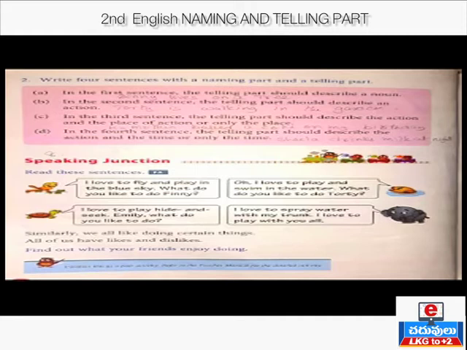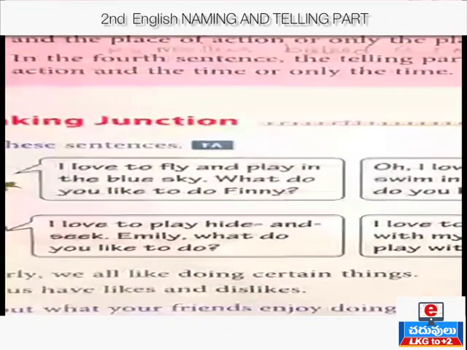Next, speaking junction. Read these sentences. I love to fly and play in the blue sky. What do you like to do, Finny? Who is saying these words? Binny is saying. She is asking Finny, what do you like to do? Oh, I love to play and swim in the water. What do you like to do, Toti? And Finny is asking Toti like this. I love to play hide and seek.